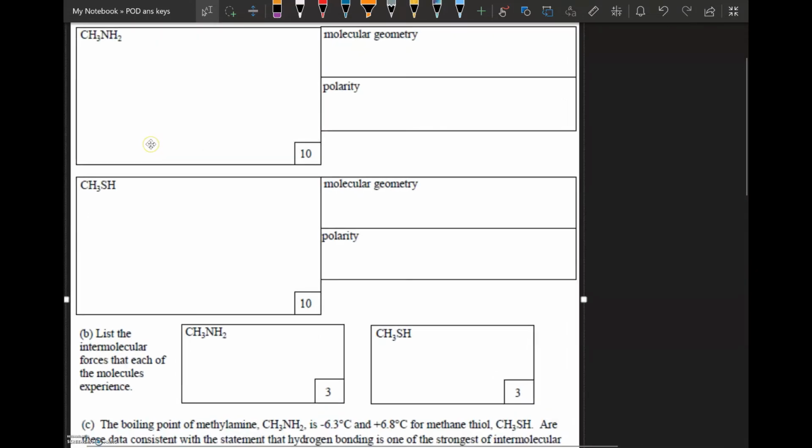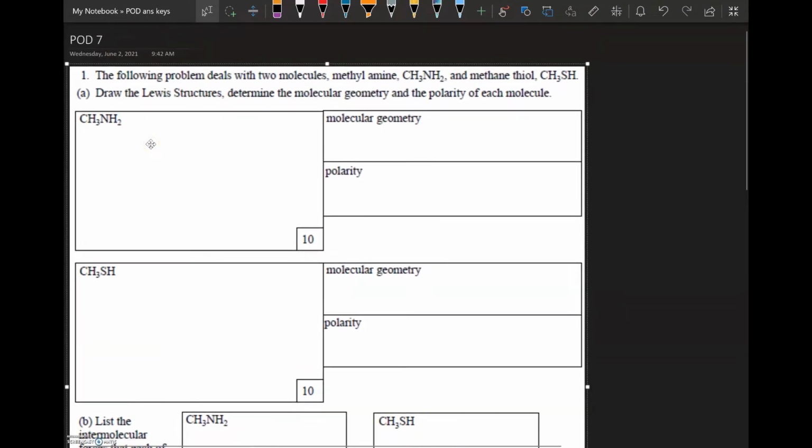So in this example, we're going to be working with methylamine and then this methylthiol group here, which is CH3SH. Now, one of the first things we do here is let's just read the problem. It says the following problem deals with two molecules, methylamine and methanethiol. So draw the Lewis structure to determine the molecular geometry and the polarity of each molecule.